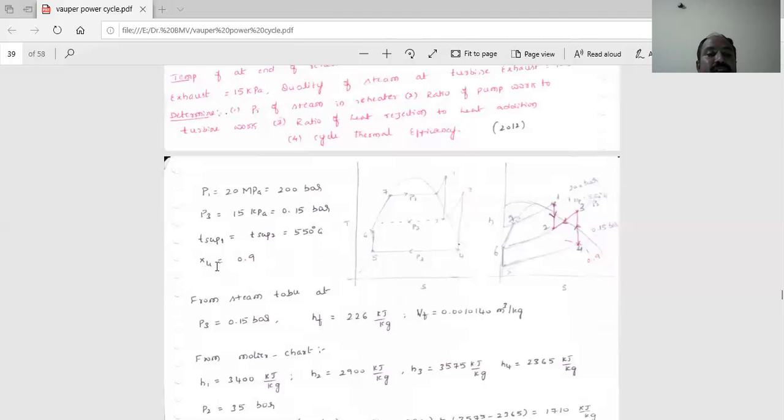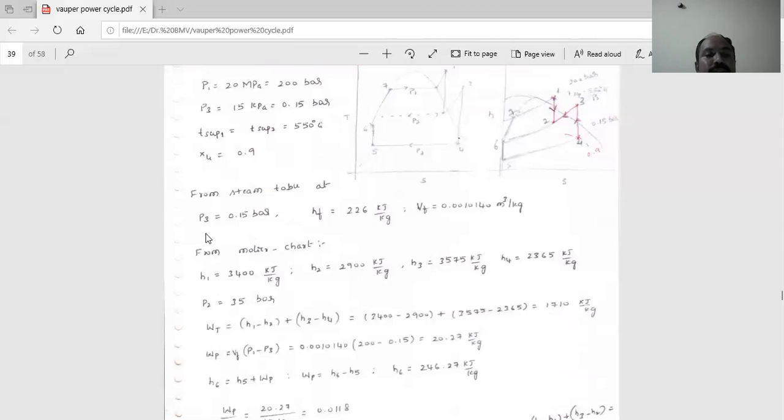X4 dryness fraction is equal to 0.9. From the steam table, we have to write down P3 is equal to 0.15 bar. That is the value of hf is equal to 226 kilojoules per kg. Then vf is equal to 0.0010140 meter cube per kg.